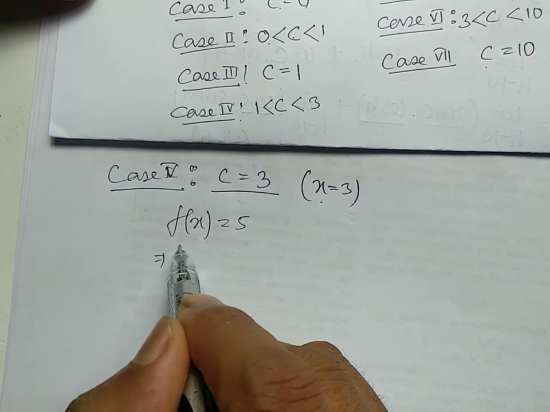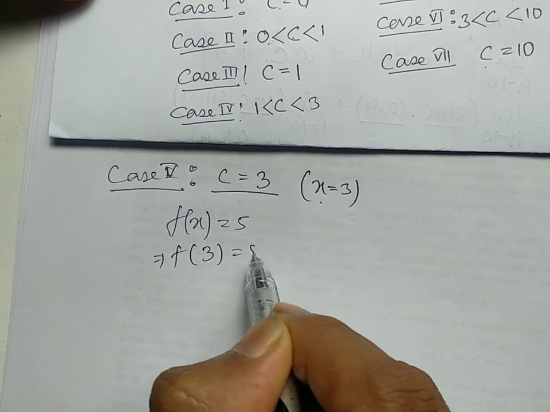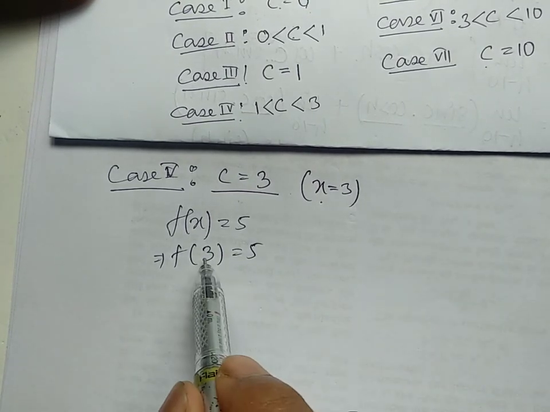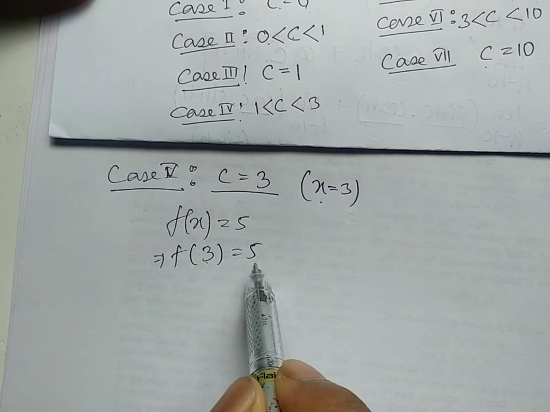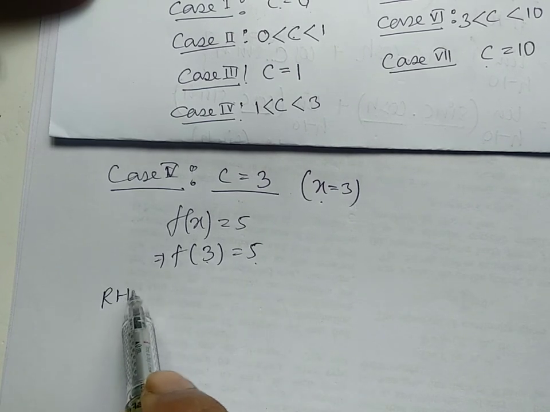That means f of 3 is equal to what? 5. The functional value of the function at 3 is equal to 5. Now we'll try to find out the right hand limit.